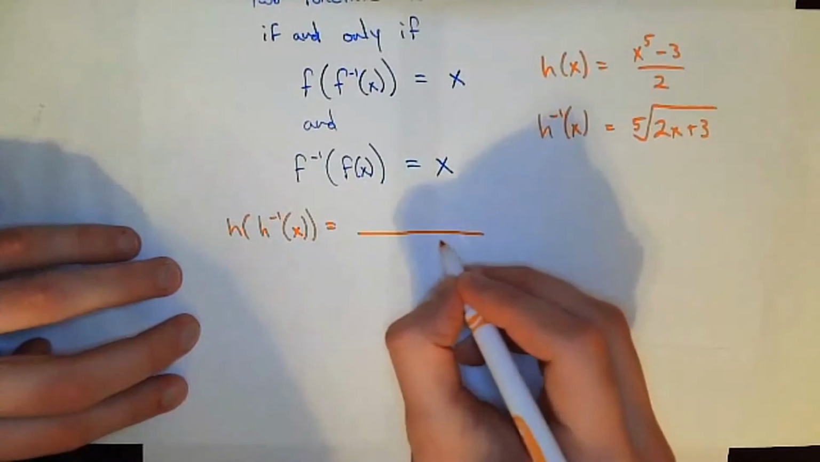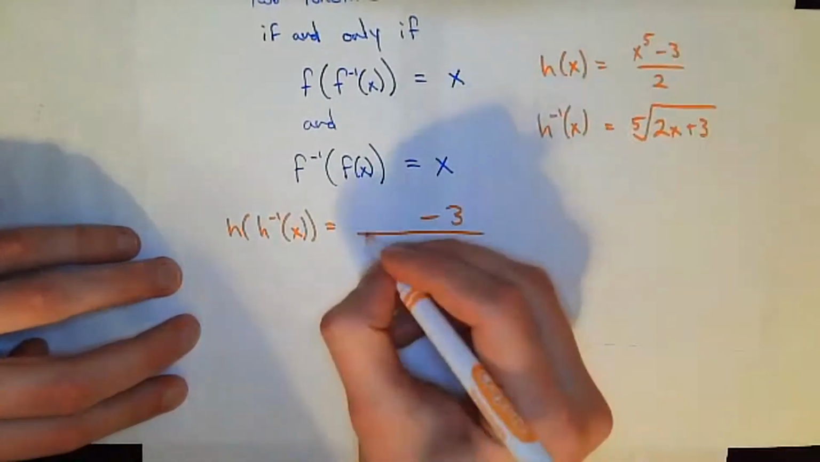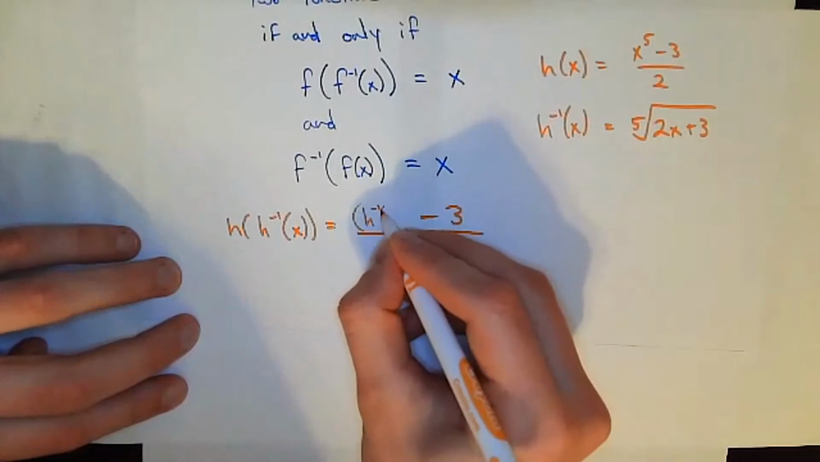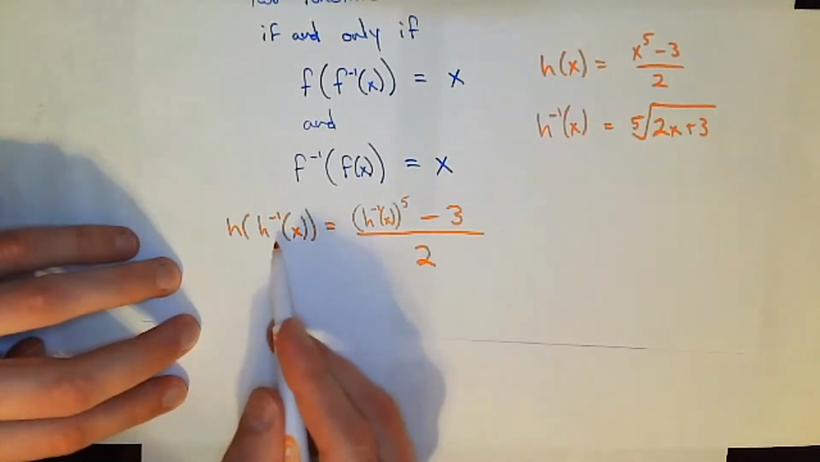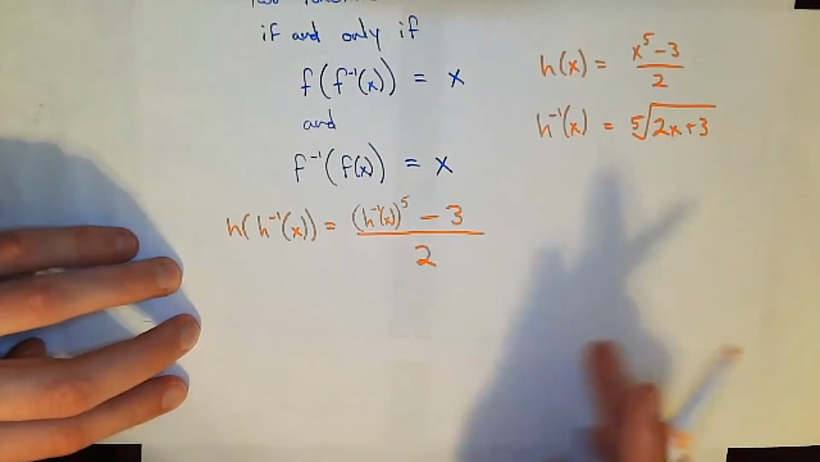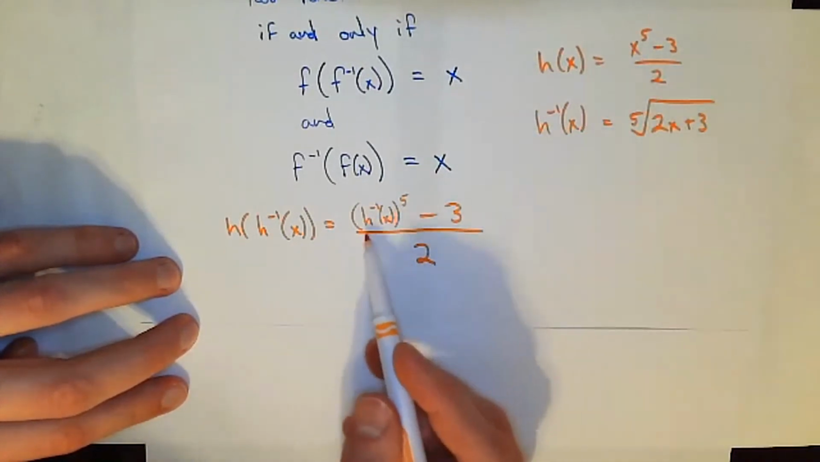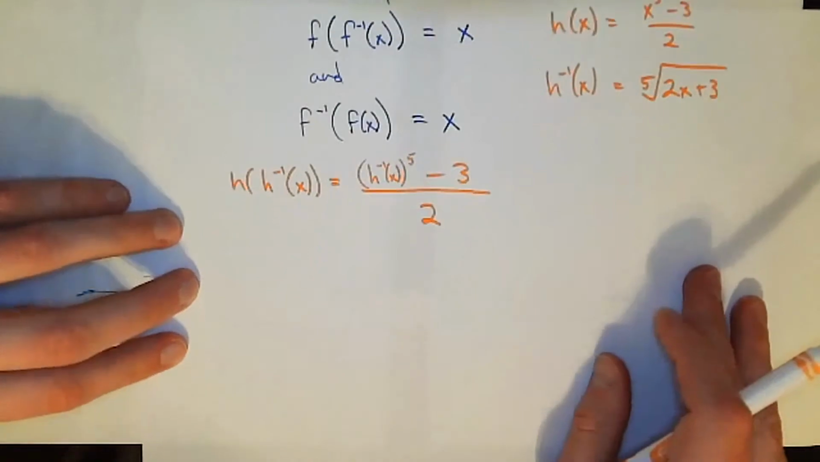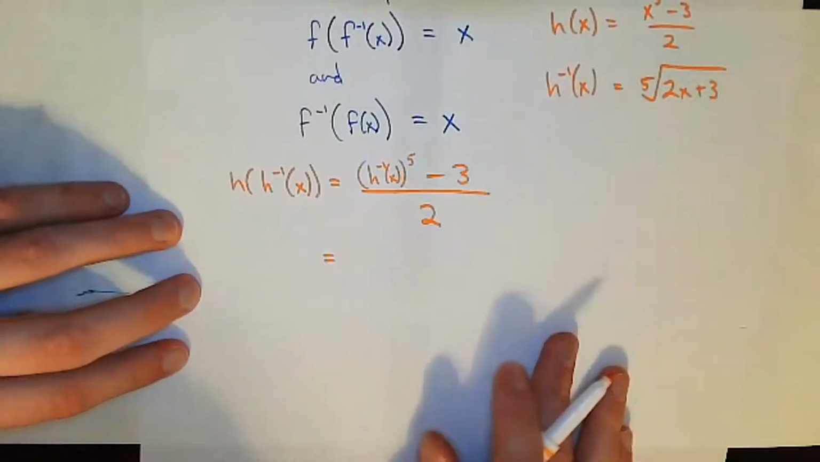So I'm going to have my -3 and divided by 2, but instead of x to the 5th, I'm going to have h inverse of x to the 5th. That's my new input. Instead of x, it's a whole h inverse of x thing being plugged in there. See how that x is literally being replaced by h inverse of x. But I know what h inverse of x is. It's this big thing.